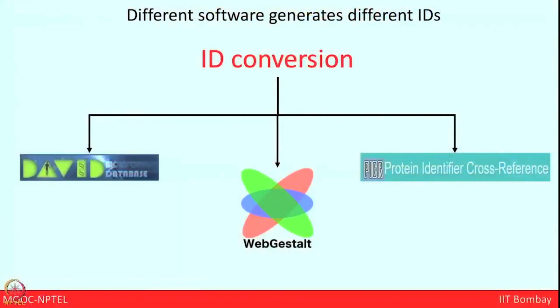So, there are mainly three important platforms which we can take into consideration. The first is DAVID. DAVID is a multiple ID conversion tool. Apart from this, it can also help in different types of annotation and enrichment studies. Next is WebGestalt, and this platform can also be used for different kinds of ID generation. The next is Protein Identifier Cross Reference. This is another platform where we can upload our IDs and get multiple IDs converted from this software.